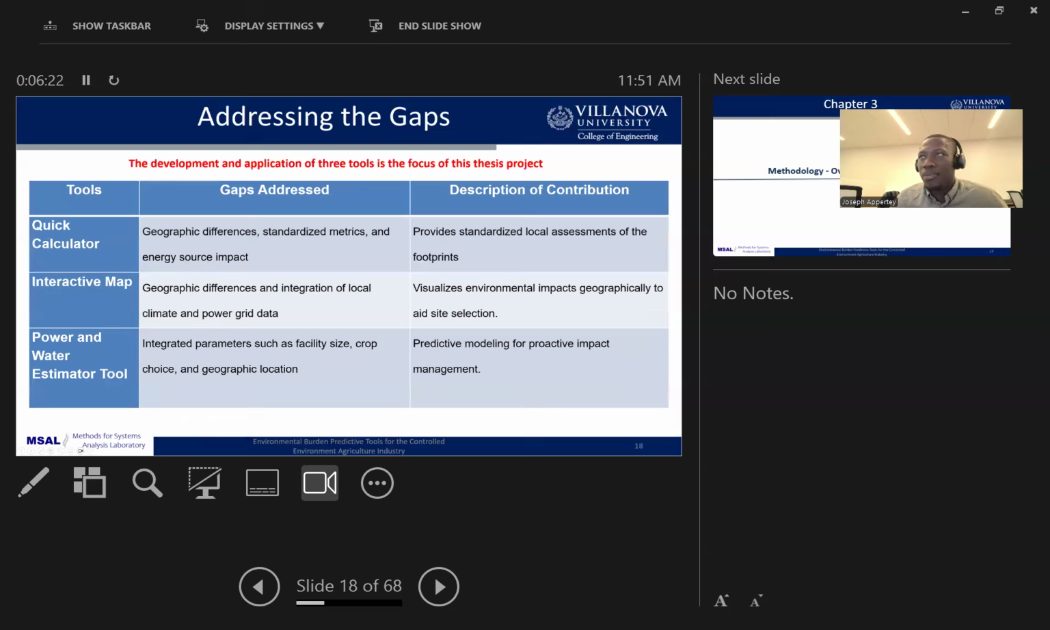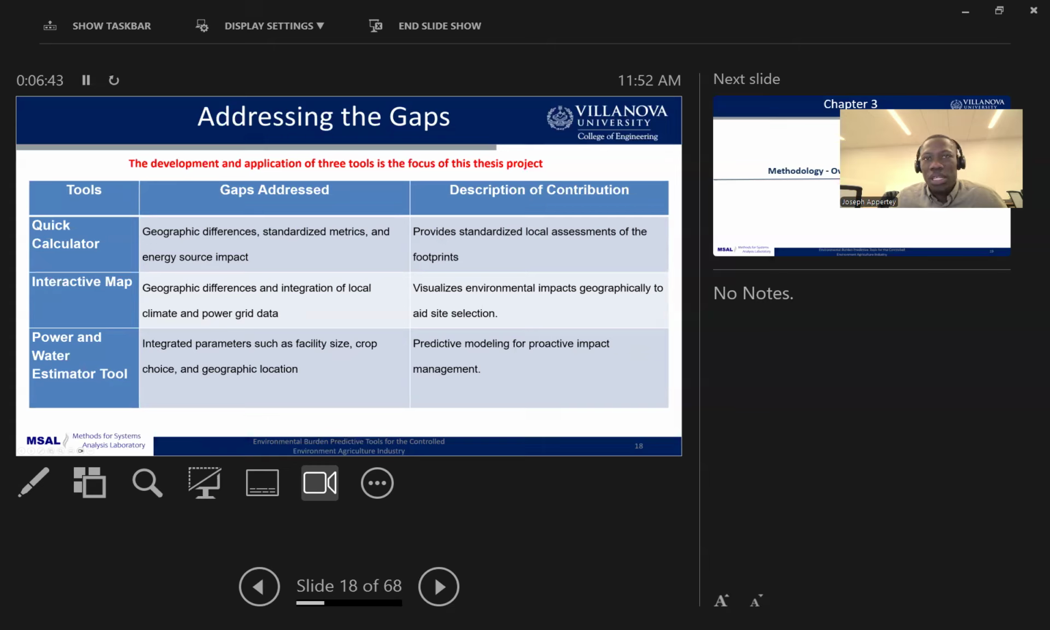The quick calculator incorporates the geographical differences, the standardized metrics is being addressed, and then also the energy source impact, whereby the interactive map looks into the geographic differences and also integration of the local climate and the power grid data.